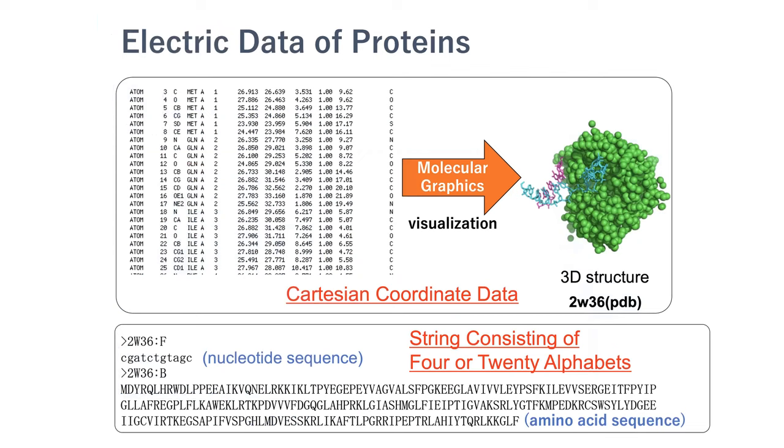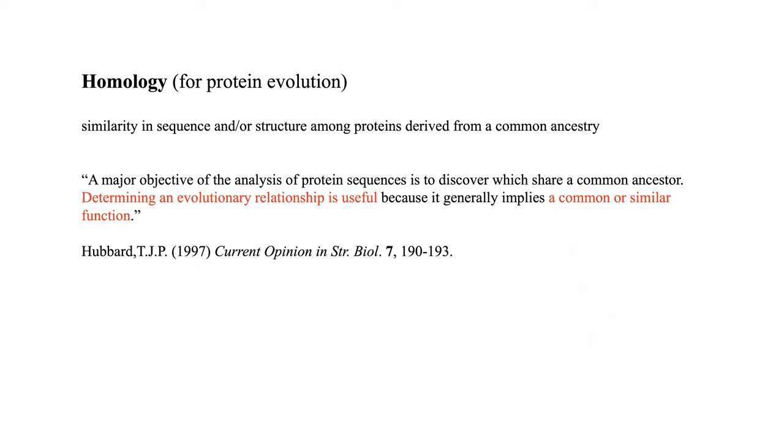Okay, so I already explained this one. Next I'll explain the basics of molecular evolution. At first, I'll explain the term homology. Homology is a term used in the field of evolutionary biology, but I'll explain the specific meaning of homology in protein evolution. In the case of protein evolution, homology is used for similarity in sequence and/or structure among proteins derived from a common ancestry.